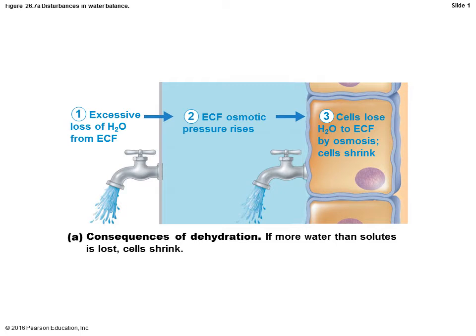Often what is happening during dehydration is an excessive loss of water from the extracellular fluid. That's going to trigger an increase in osmotic pressure. As the osmotic pressure in the extracellular fluid increases, cells tend to lose water. It flows from the cell into the extracellular fluid, trying to replenish that, and the result is the cells start to shrink.